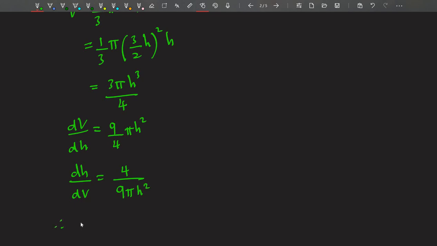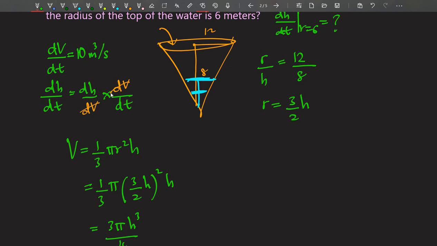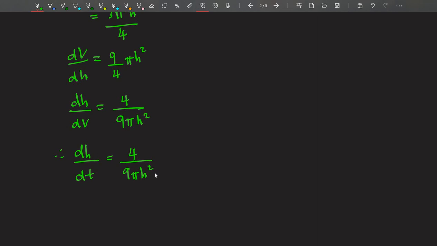Hence, we have here dH over dt is equal to 4 over 9 pi H squared, because, referring to here, dH over dV times dV over dt, and the dV over dt is 10. So here times 10, which is 40 over 9 pi H squared. We need to find dH over dt when r is equal to 6, but here we have the H, right?